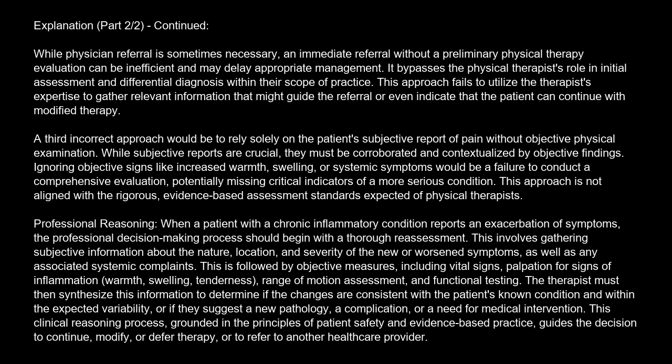Professional reasoning. When a patient with a chronic inflammatory condition reports an exacerbation of symptoms, the professional decision-making process should begin with a thorough reassessment. This involves gathering subjective information about the nature, location, and severity of the new or worsened symptoms, as well as any associated systemic complaints. This is followed by objective measures, including vital signs, palpation for signs of inflammation, warmth, swelling, tenderness, range of motion assessment, and functional testing.